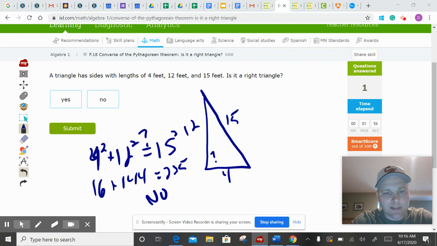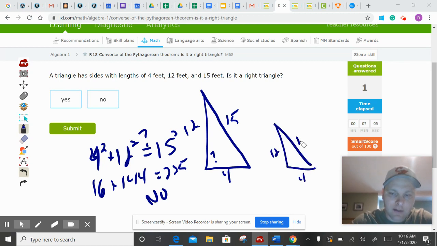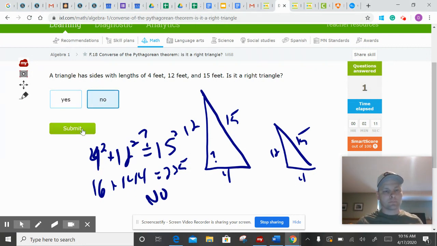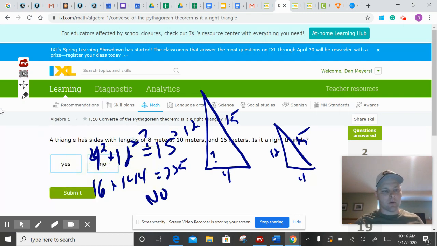I think because these numbers are too small, it would have to be wider than 90, if that kind of makes sense. 4, 12, 15. We'd have to study that a little more. I think that's how it goes. Doesn't matter. We just have to say no for this one. All right, so there you go.